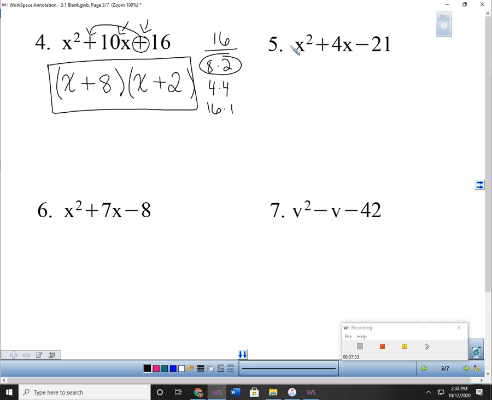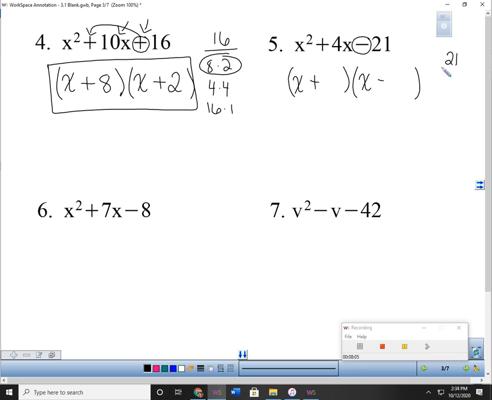All right, so number 5, any common factors? Okay, so I'm going to go ahead and factor this into two binomials. I look back here, and this time I have a negative, so that means I have a positive and a negative inside my parentheses. And then I have the x squared, so x times x. And the back two numbers need to multiply to make 21.